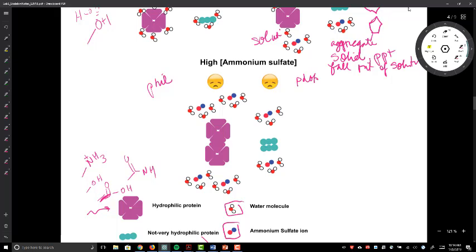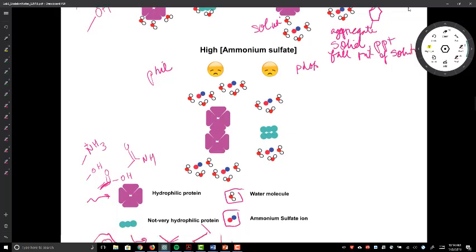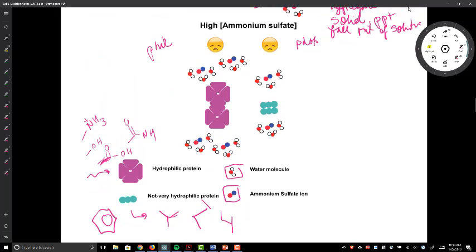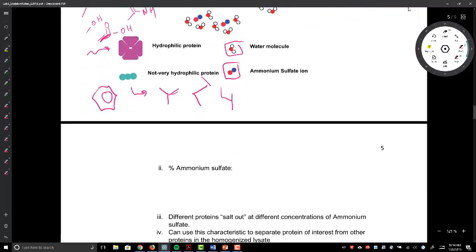And then Phil too is going to resort to glomming upon himself because it's more favorable to do so, and then fall out in the form of a pellet as well. But for Phil, that's going to take a lot more ammonium sulfate than it did for Phoebe over here.